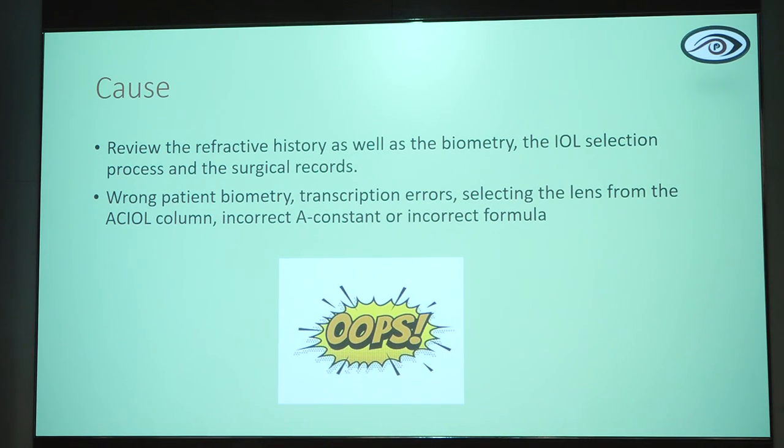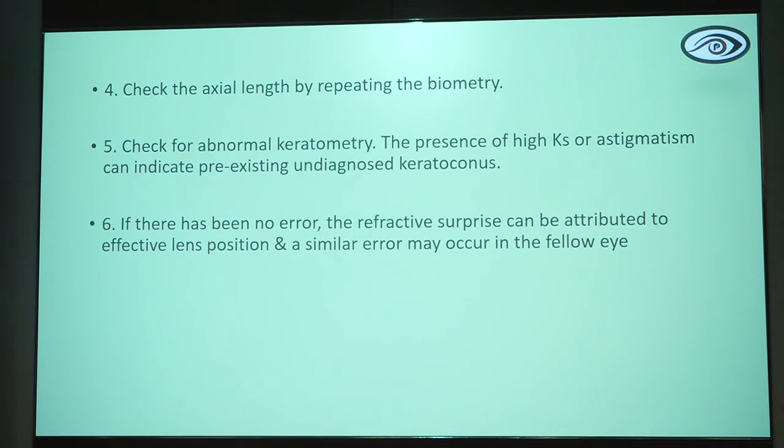When you put in the biometry in the IOL Master 700, if you put in both models, suddenly you will see a difference of 1.5 diopter. Suppose your assistant makes that mistake, then you cannot excuse yourself. So always check the axial length by repeating the biometry.